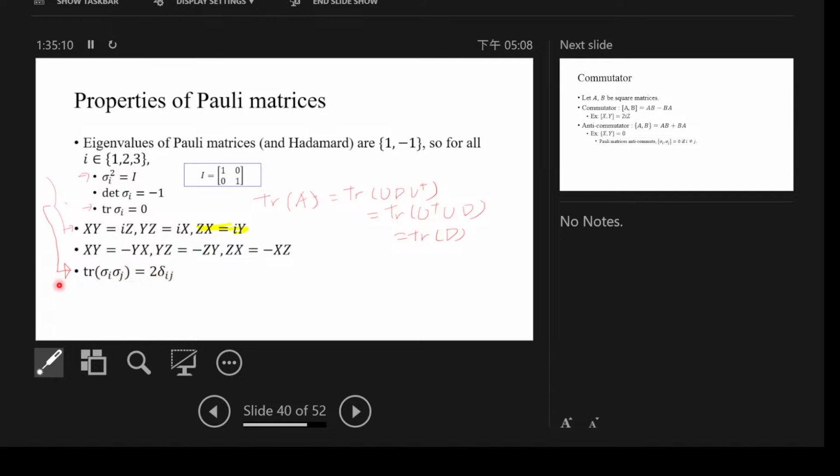And when i equals j, then for every i, sigma i squared equals identity. Then we have a trace of the identity matrix, which will just be 2, because we are in 2 dimensions. So we see that the polys have this kind of orthogonal relationship, and we will be more explicit about this later. We see that the polys are a basis for two-dimensional matrices. Well, not quite, but we'll see that later. For now, it's nice to know that this property exists and know its derivation.